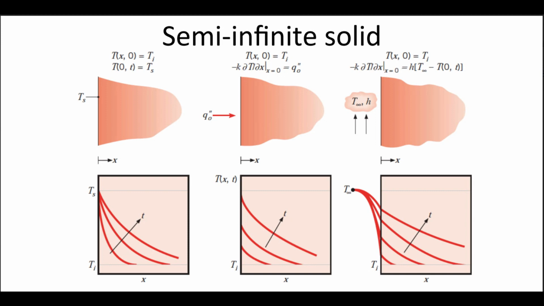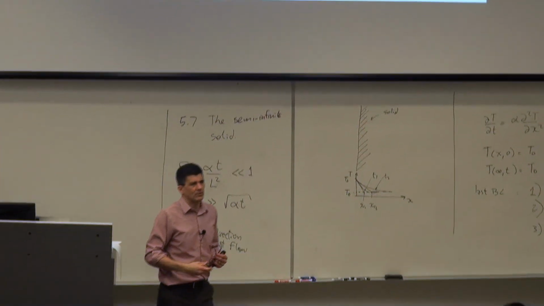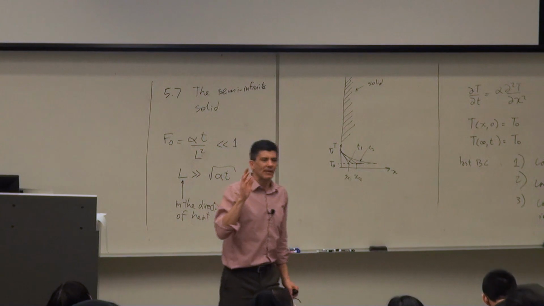And then another condition that we seldom use but is in the book, that is a convection on the surface. Three boundary conditions, could be many others.